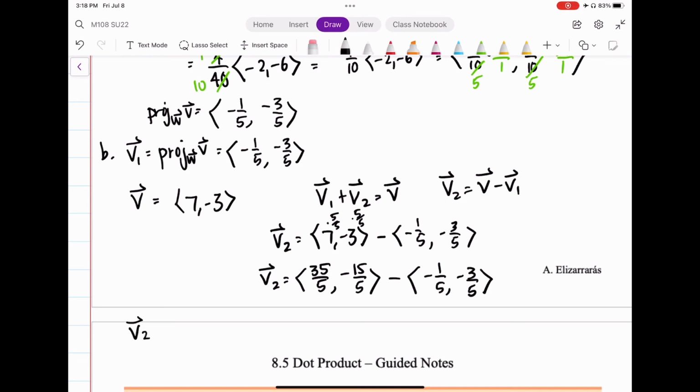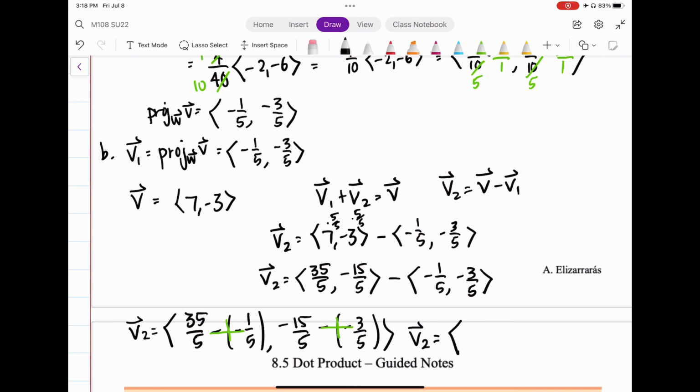Vector v2 is then equal to 35/5 minus negative 1/5 and negative 15/5 minus negative 3/5. Minus a minus becomes a plus. So that's going to be 35/5 plus 1/5 and negative 15/5 plus 3/5. Vector v2 is then equal to 36/5, negative 12/5 in component form.